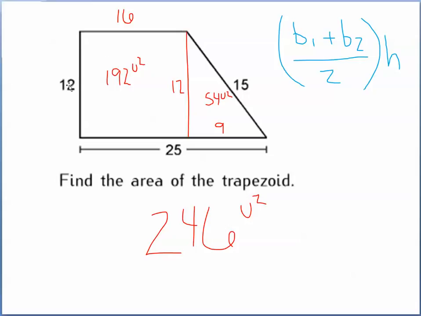So if I multiply 12 times 16, I get 192 units squared, and if I multiply 12 times 9 divided by 2, I get 54 units squared here, and I add those two together, I get 246 units squared. If I had plugged it into the trapezoid formula, I would get base 1 plus base 2, the two parallel lines, divided by 2, thereby finding the average of these two, and multiplying that times the height here, I would have gotten the same answer.